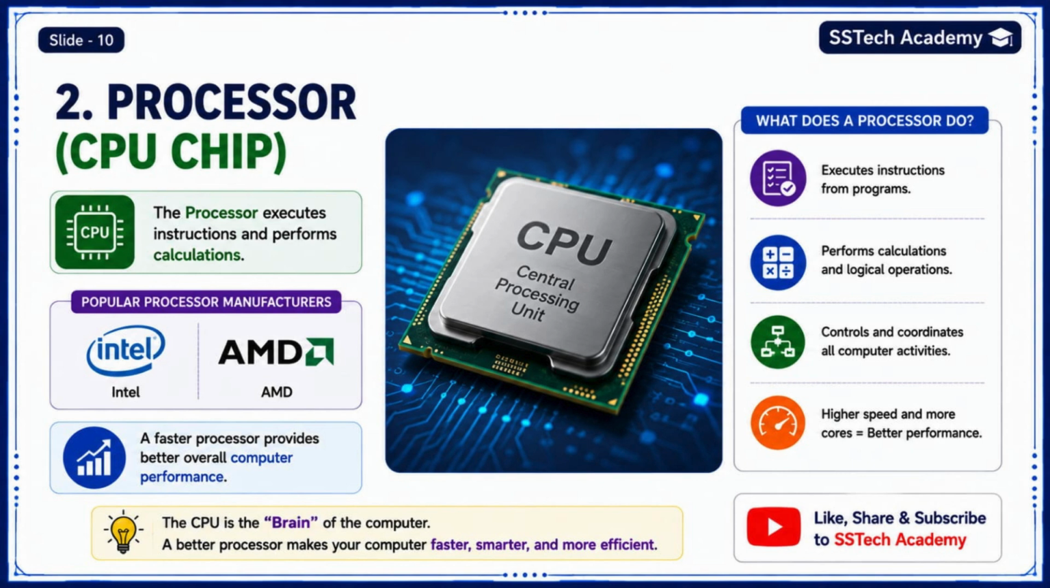Processor performance depends on factors such as processing speed and the number of cores. Two popular processor manufacturers are Intel and AMD. A capable processor can help a computer perform tasks smoothly and efficiently. So remember, the CPU is often called the brain of the computer because it processes instructions and helps control computer operations.